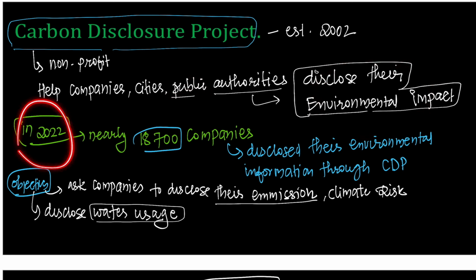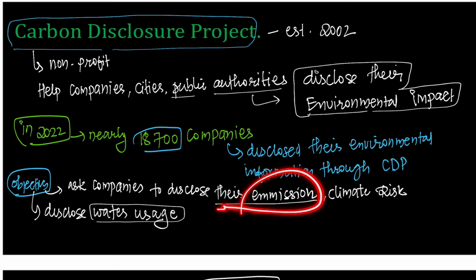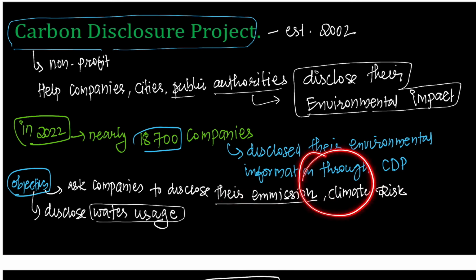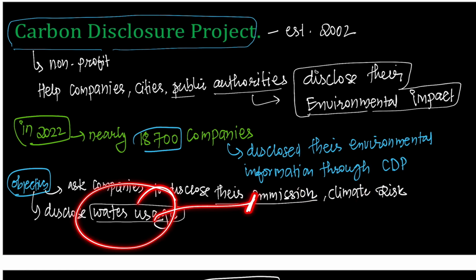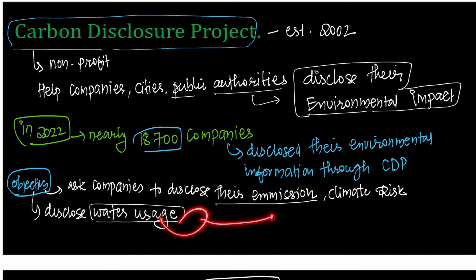In 2022, nearly 18,700 companies disclosed their environmental information through CDP, right? Now CDP gives one kind of document to companies which allows them to disclose how much emissions they achieved, what the climate risks are that the company is facing, and what reduction strategies the company is employing, right? How much water it is using, how much water it is wasting, how much wastage is happening. That kind of information is reported through the Carbon Disclosure Project.